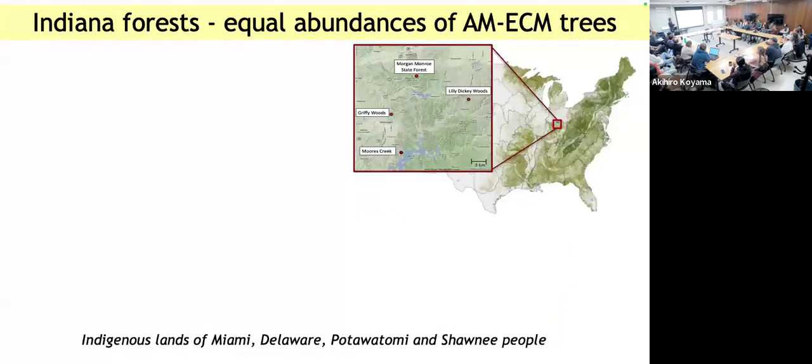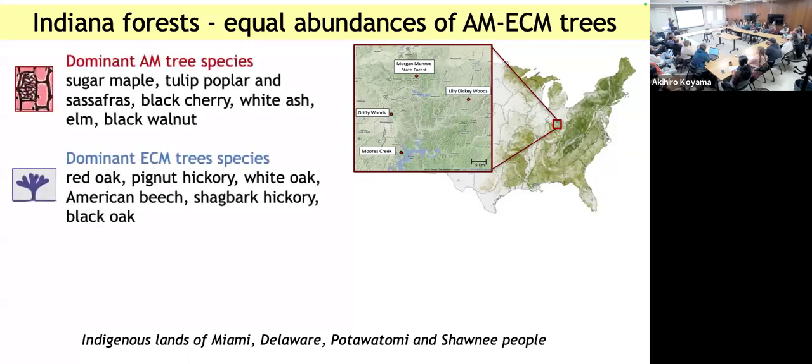So the real reason that we study Indiana forests and why it's such a good model system for us is we have near even abundances of AM and ECM trees. So we have dominant tree species like sugar maple, tulip poplar, sassafras, cherry. We have some ash left, not many, elm and black walnut. So those maybe are familiar names to you. Those are all associated with AM fungi. And then we have red oak, pignut hickory, white oak, American beech, many other oaks as well, shagbark hickory.